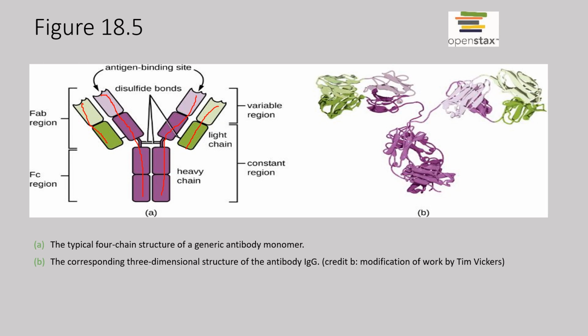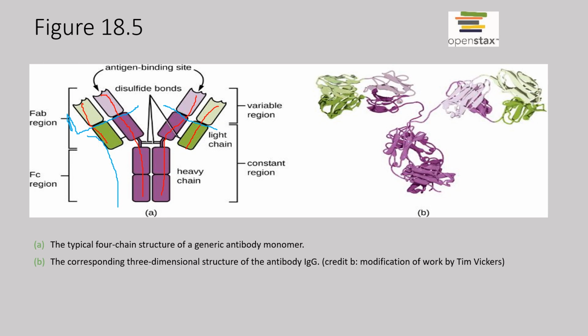The lighter portion, and let me see if this might show up better with a different color. Let's see here. You can tell the difference in the color. So this upper portion here where it's the lighter green and the lighter purple, that's the variable region. That's going to be different between one antibody and another. And then the darker portion, the darker green, the darker purple, that's the constant region. So that's going to be the same regardless of which antibody you're talking about.